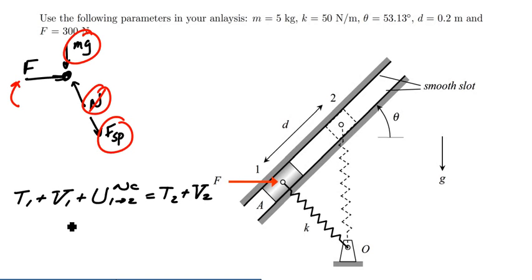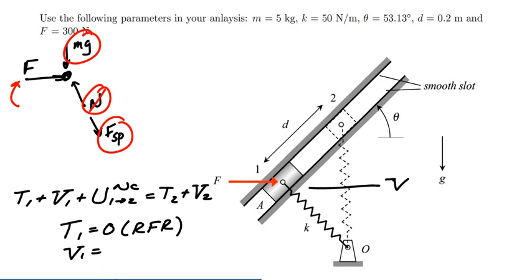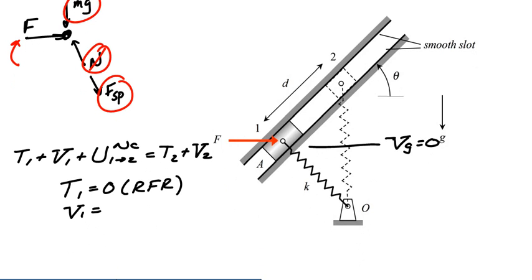And if I make some substitutions here, I'll first of all have T1 is equal to 0 because we're released from rest. V1 is going to be the potential energy of the system at the first state. Let's define our gravitational potential datum here to be 0. In this case, V1 is initially going to be 0 because we're at the datum and the spring is unstretched.